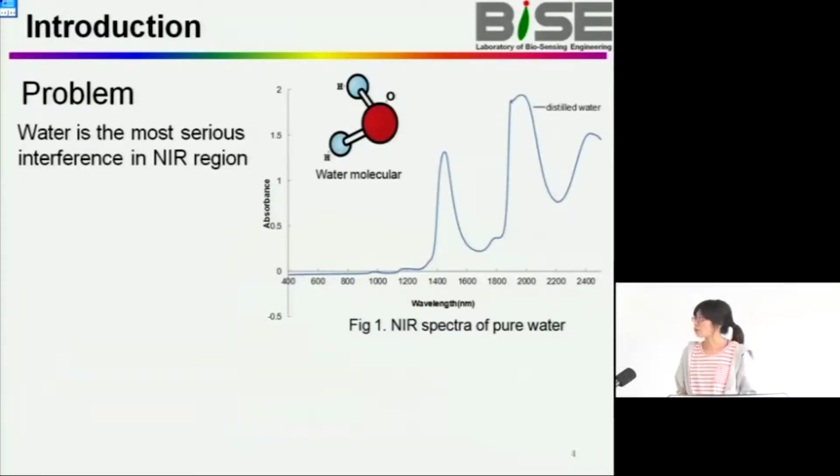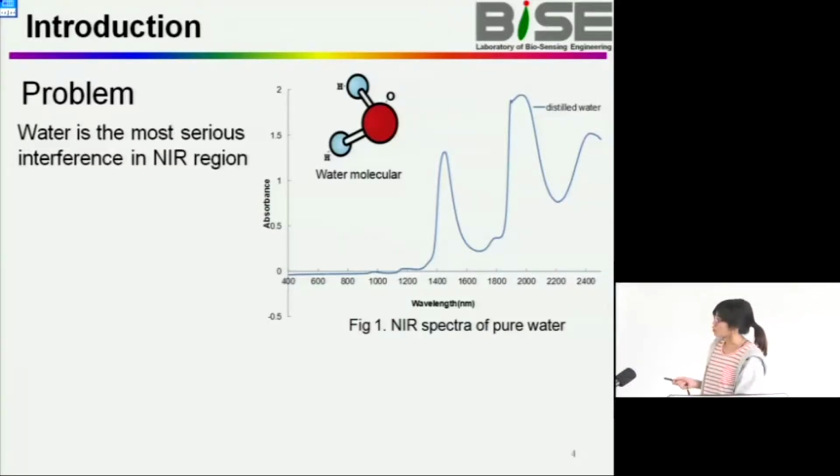In this study, I want to use NIR spectroscopy to detect coffee solution. But for solution detection in the NIR region, water is the most serious interference because water has strong absorption in the NIR region. This figure shows the water absorption in the NIR region. From this figure, we can see that water has 2 strong and broad absorption peaks in the NIR region, and these 2 peaks are caused by OH bond motions in water.